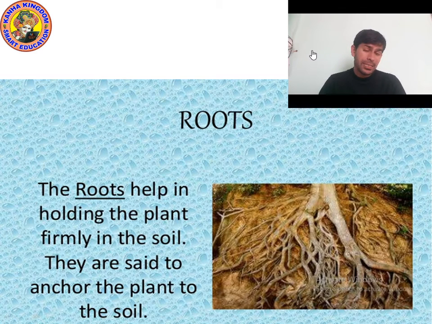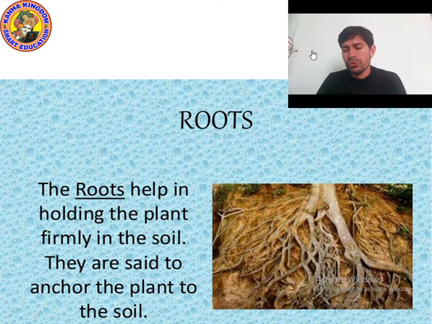And then otherwise the plants can uproot if the root is not present. They are said to anchor the plant to the soil. That's why the plant can stay upright.